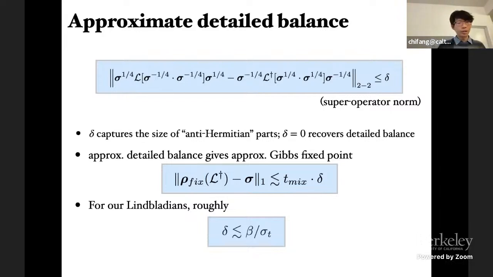Okay. And then we can calculate this delta parameter. And for Lindbladians, this is roughly beta over the resolution or the cost of time. So in other words, to make approximate detailed balance nearly 0, you have to pay to have a long evolution time.